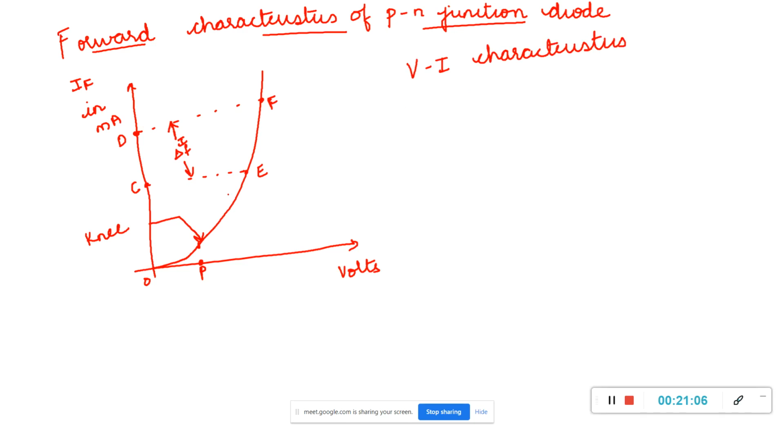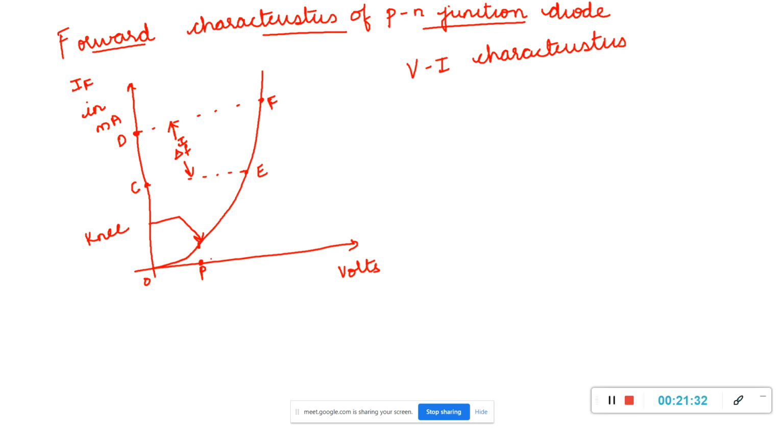It is the graph of the voltage applied across the PN junction and the current flowing through the PN junction. So this graph indicates the applied voltage to the PN junction, and when I apply voltage, what is the current value flowing in the PN junction diode. So this shows the forward biased characteristics of the diode.